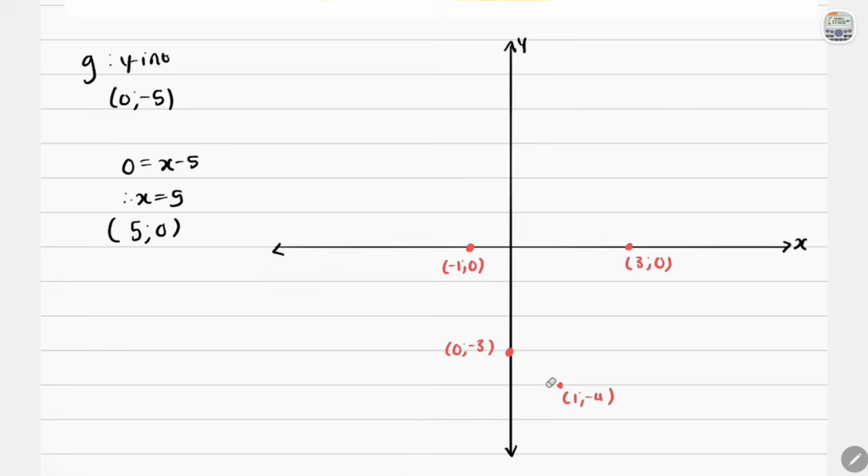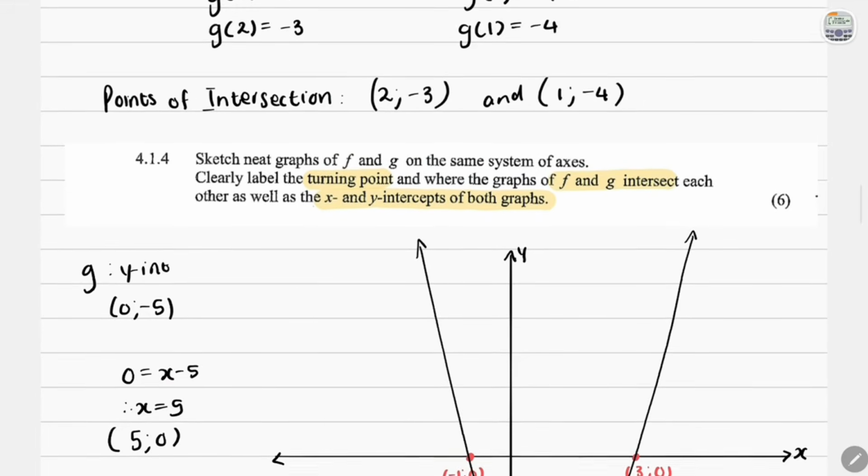So from the turning point, go to the y-intercept and then hit the x-intercept and shoot up. And then here from the turning point, just hit that x-intercept and go up. Okay, so like that. And then the graph of g.